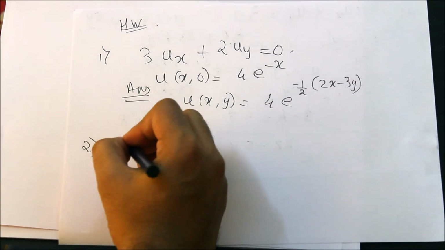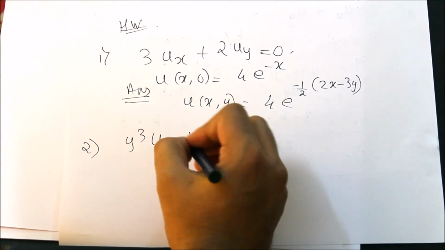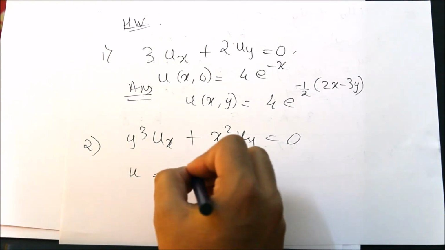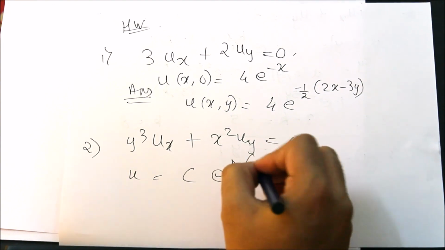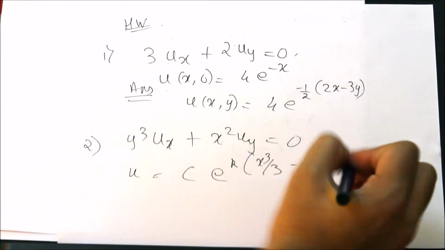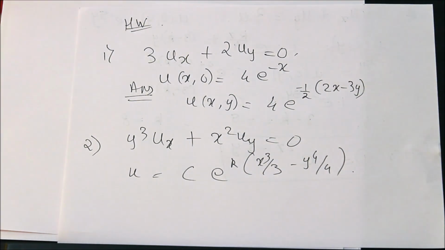And for the second one, you can take y cube ux plus x square uy is equal to 0, and for this the general solution is given. So these are the two examples with the solutions given. First one is the particular solution, second is the general solution. So you can work it out.